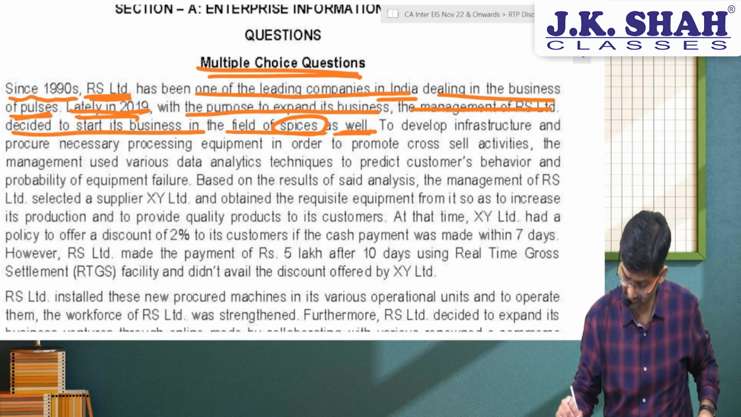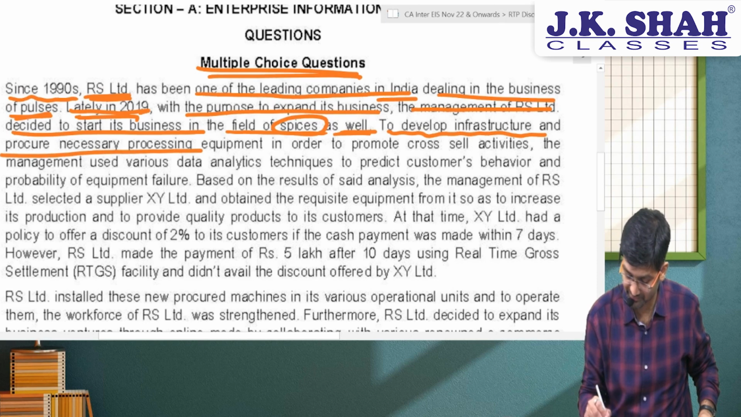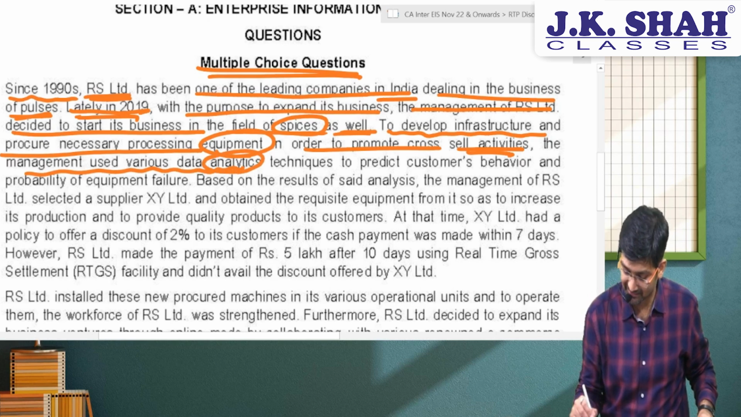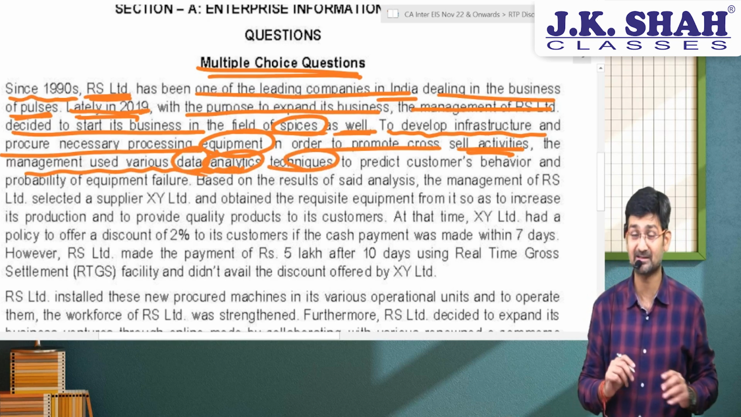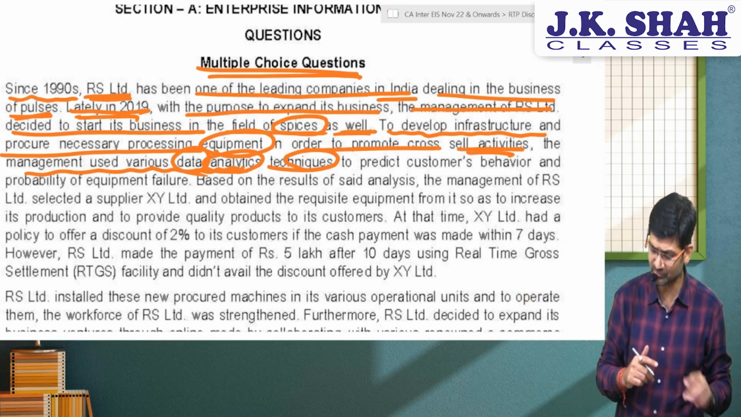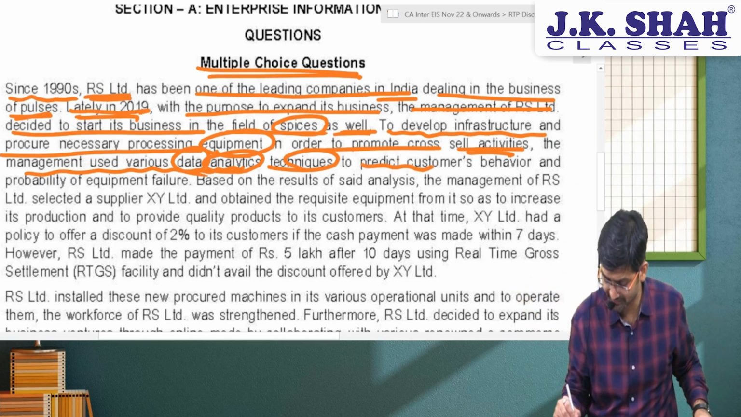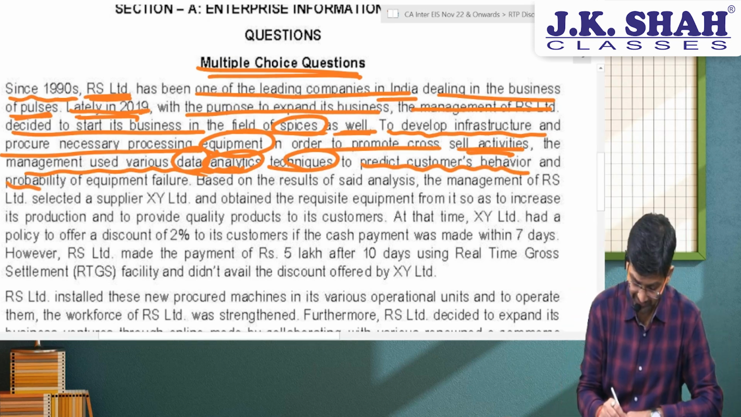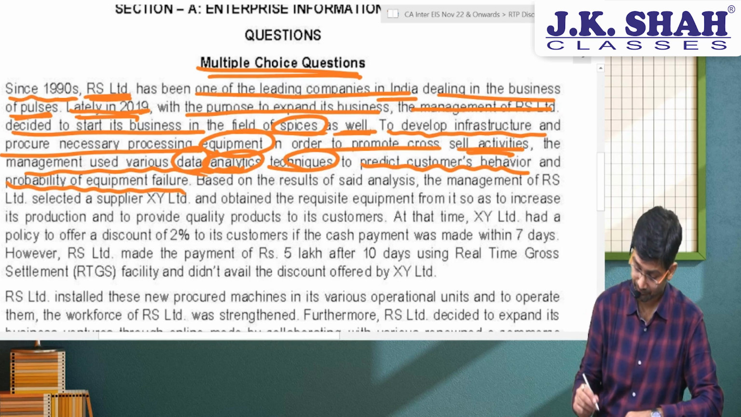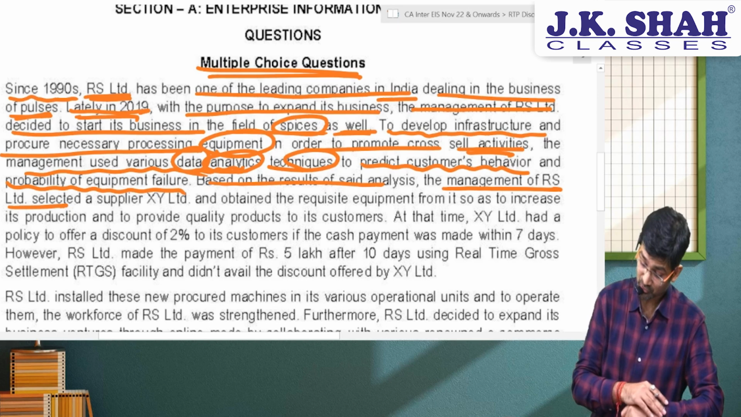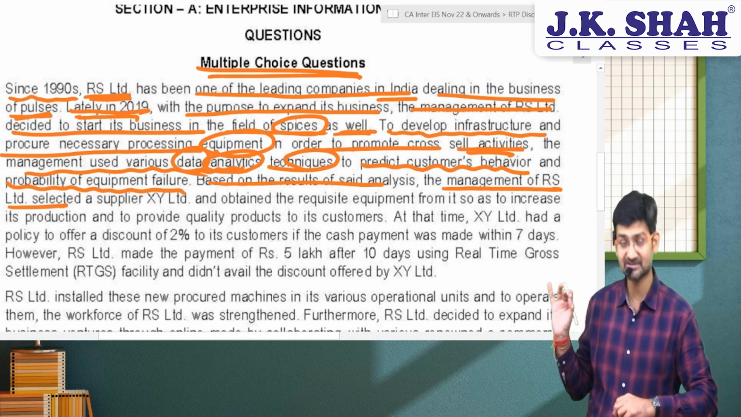To develop infrastructure and procure necessary equipment in order to promote cross-sell activities, the management uses various data analytical techniques to predict customer behavior, that is predictive analysis, and the probability of equipment failures. You can relate this to data analysis, chapter 2. Based on the results of this analysis, the management of RS Limited expects the chances of equipment failure.